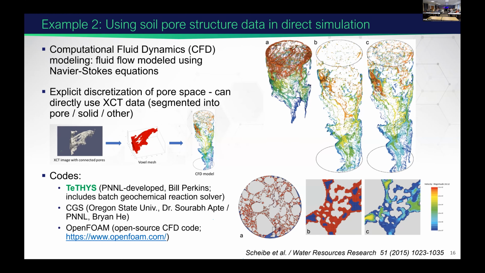These codes that are often used for CFD: TETIS is a PNNL developed code by Bill Perkins. CGS, developed at Oregon State University. Brian, who is a PNNL PI, is a co-developer. And then OpenFOAM is an open source CFD simulation code. These are often used with this kind of data.